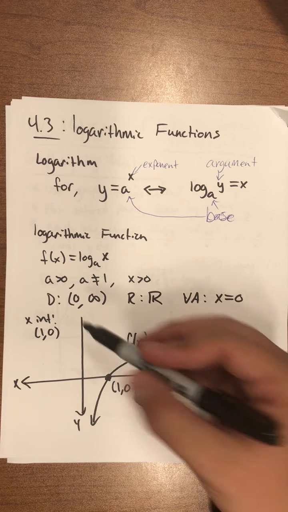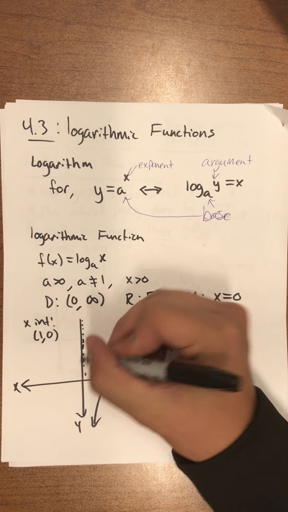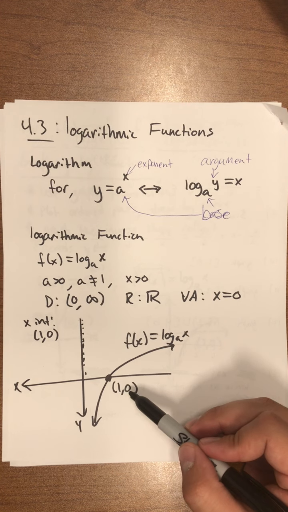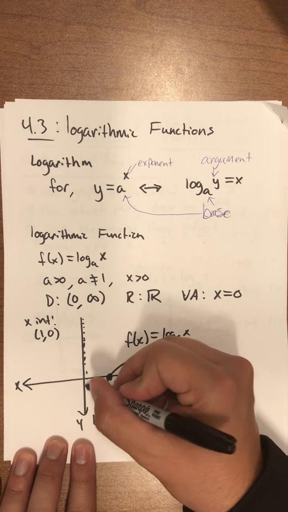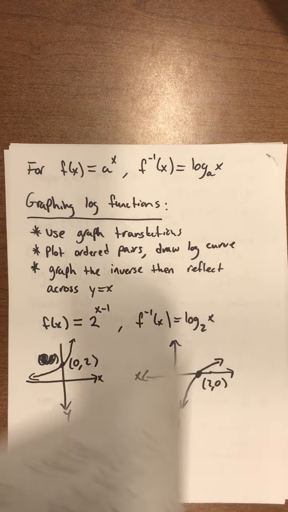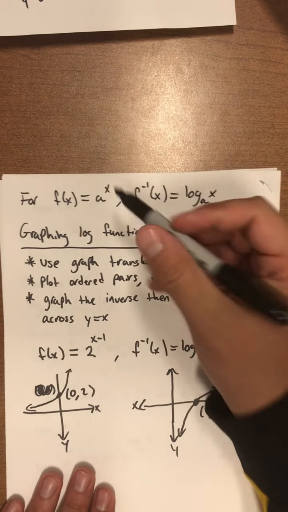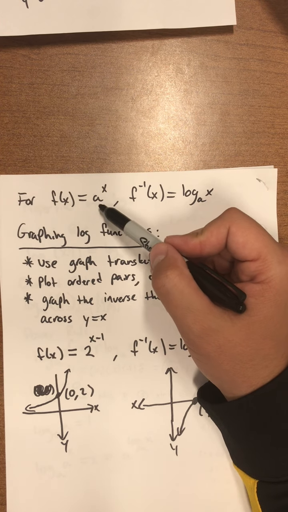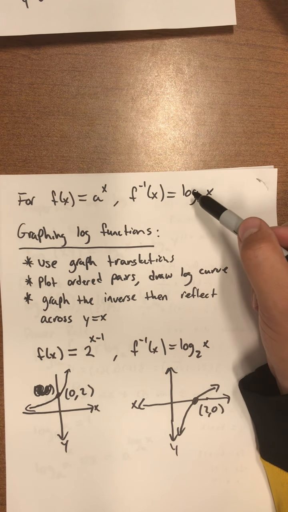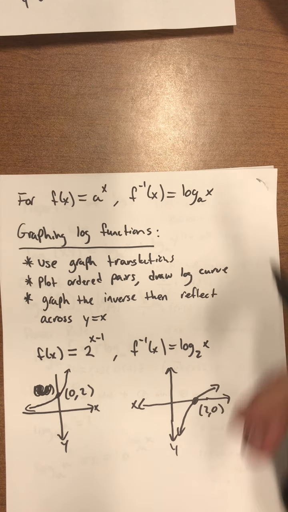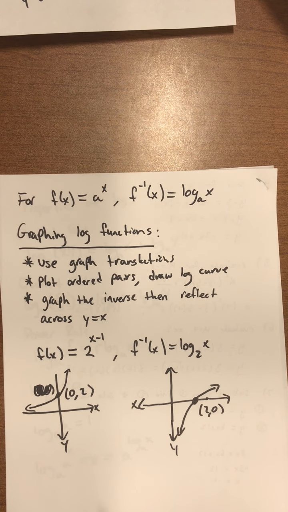There is a VA at x equals 0, and we have an x-intercept at 1, 0. So f of x, if f of x is a to the x, f inverse is log base a of x. And if you remember from 4.1, inverse functions swap domain and range. For a function to have an inverse, it has to be 1 to 1. And if it is 1 to 1, then when we swap the domain and range, we get the inverse. So the inverse of the exponential is the logarithm and vice versa.